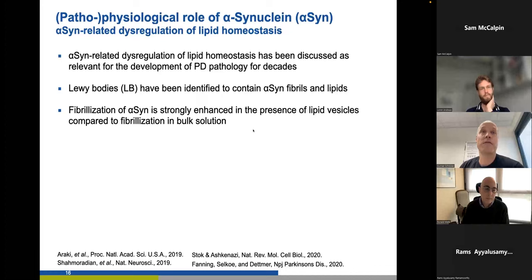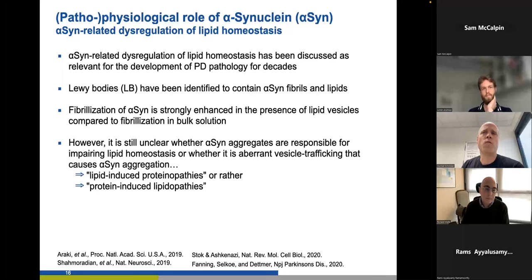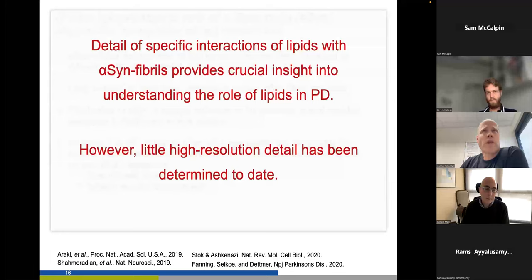So it's still unclear whether alpha-synuclein aggregates are really responsible for impairing the lipid homeostasis, or whether it's the other way around. Is it aberrant vesicle trafficking that causes the alpha-synuclein aggregation? So it's these two concepts, and it's not clear which is most relevant: whether it's a lipid-induced proteinopathy or a protein-induced lipidopathy. We study the interactions of alpha-synuclein with lipids because we hope that this kind of molecular detail of the interaction helps us understand the role of lipids in Parkinson's disease. And there's not much high resolution detail about these interactions known today.